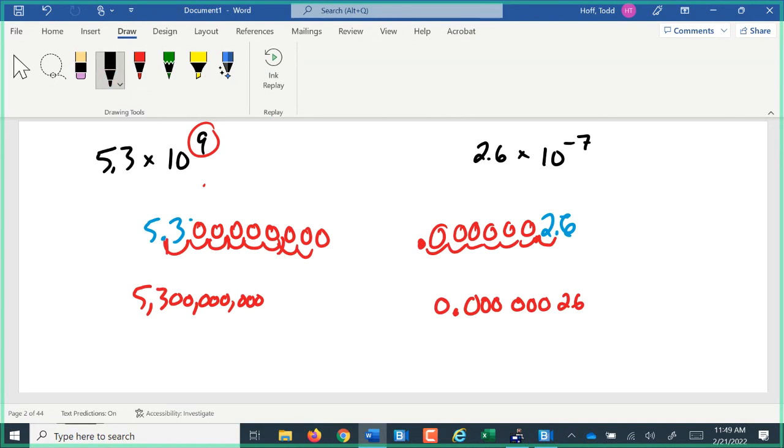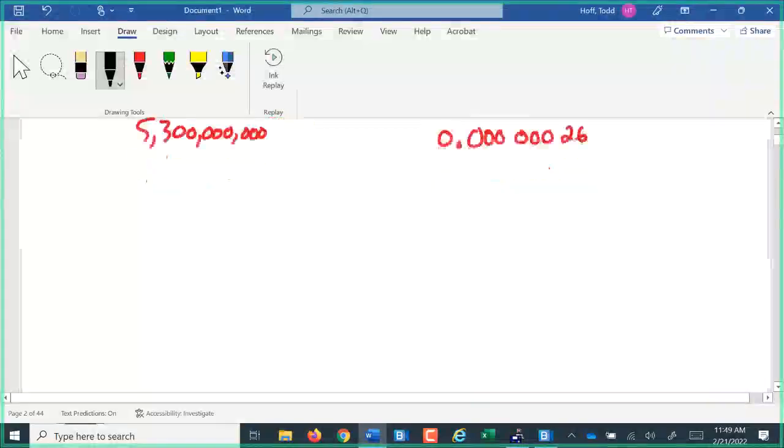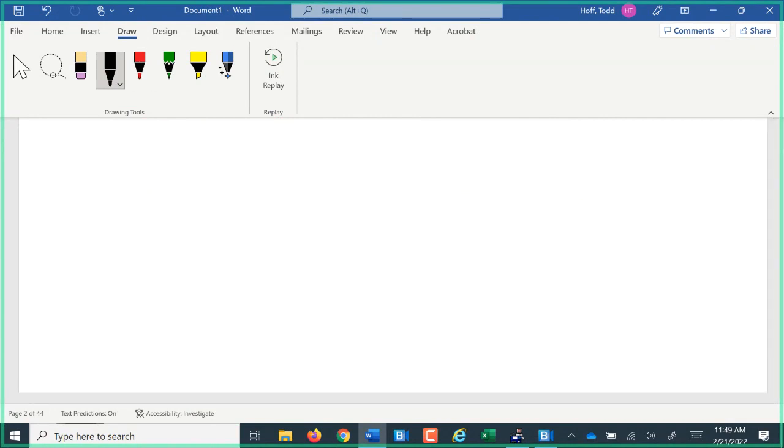I'm assuming you guys all know how to convert between standard and scientific. That's why I zoomed through that quickly with only one example or so of each. The real trick comes into tying in our operations with scientific. Back to what we have already learned.